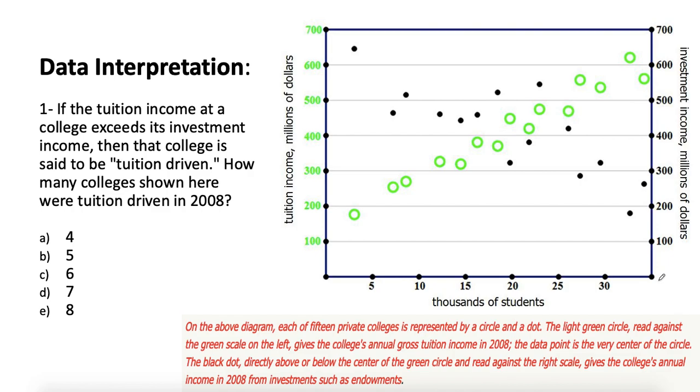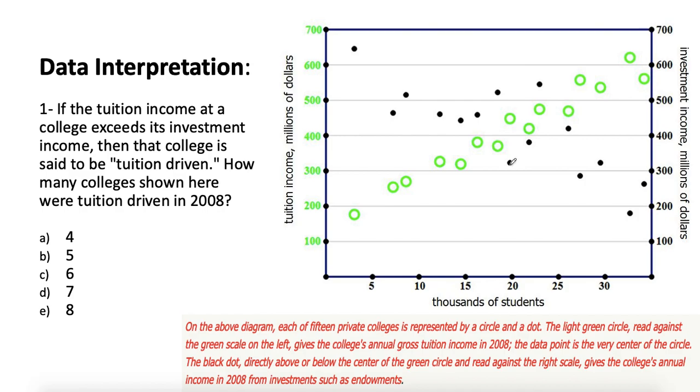Now let's see the first question. If the tuition income at a college exceeds its investment income, then the college is said to be tuition driven. How many colleges shown were tuition driven in 2008? So if our tuition income amount is greater than the investment income amount, this will be tuition driven.